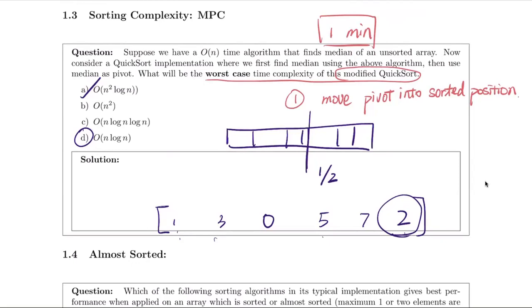So A and D are both correct. A is correct if you take into account finding the median, and D is also correct if you just don't think about finding the median.